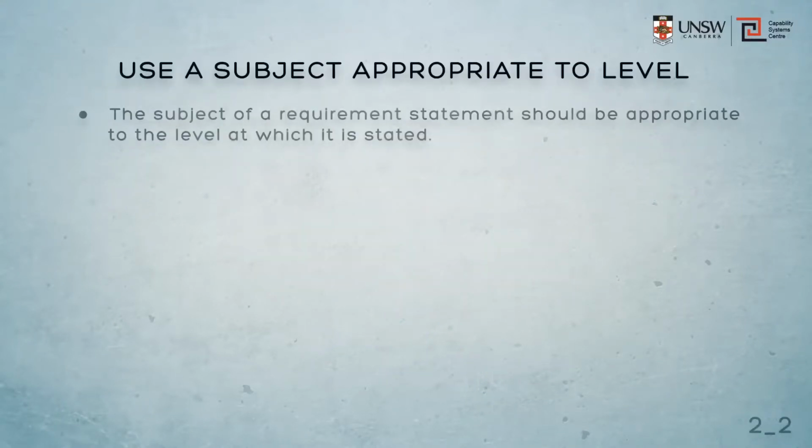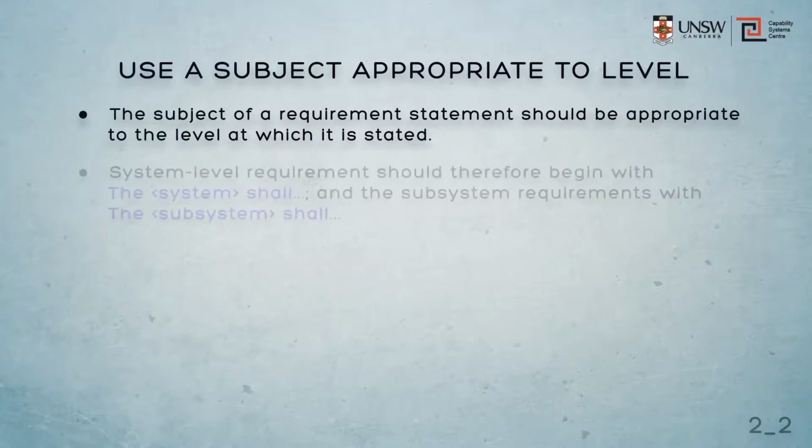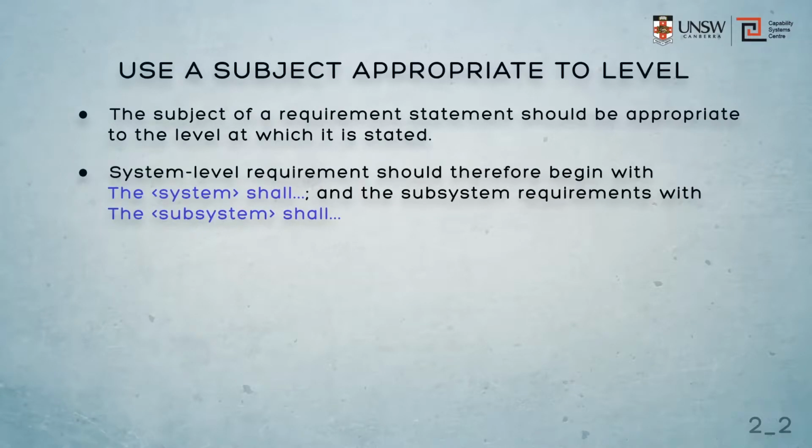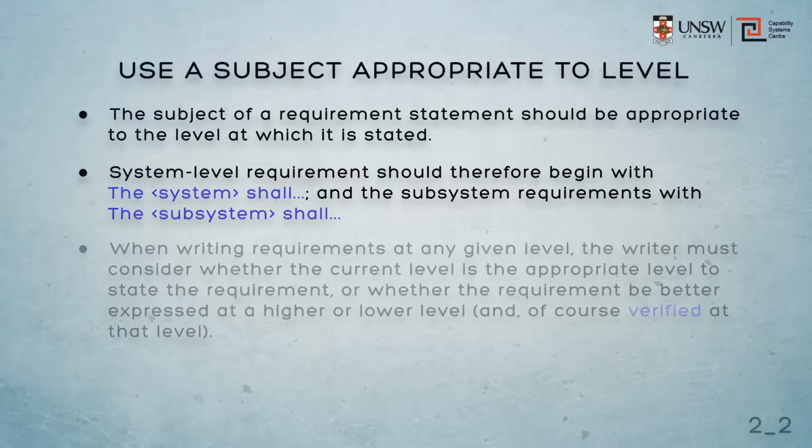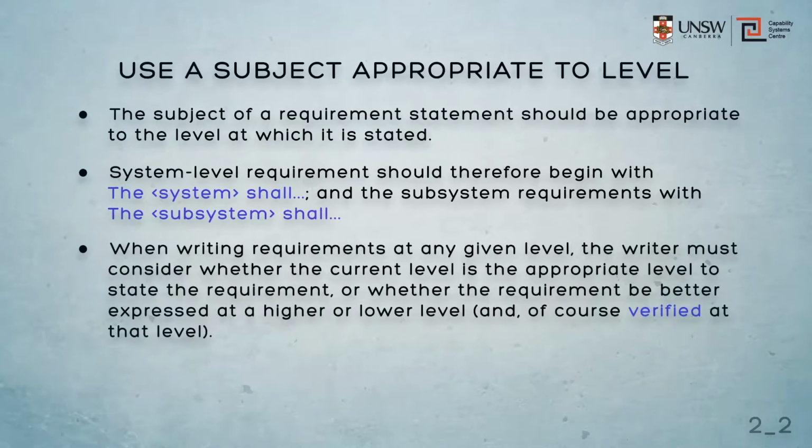Our first consideration is that the subject of a requirement statement should be appropriate to the level at which it's stated. So what that means is that system-level requirements should begin with the system shall, subsystem-level requirements with the subsystem shall, component-level requirements with the component shall, and so on. When writing requirements at any given level, we must then consider if the current level is appropriate to state that requirement at that level. Or perhaps it's better to state the requirement at some lower level, or perhaps it should have been stated at some higher level.